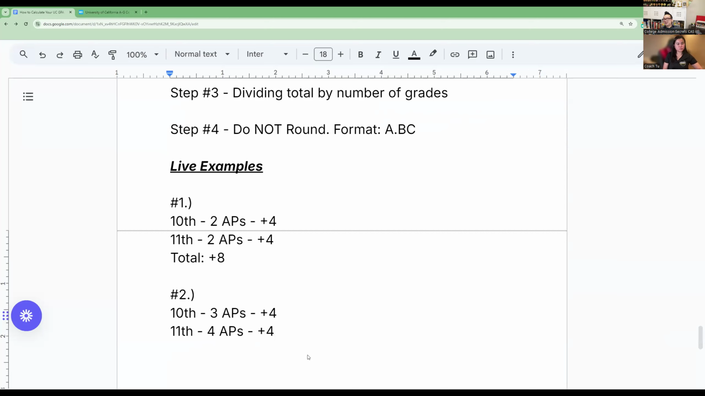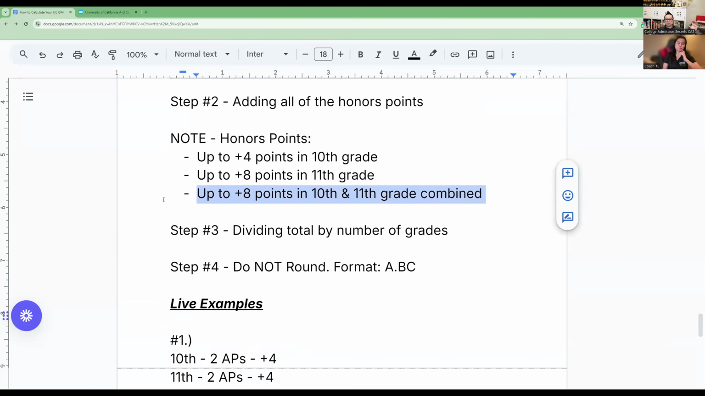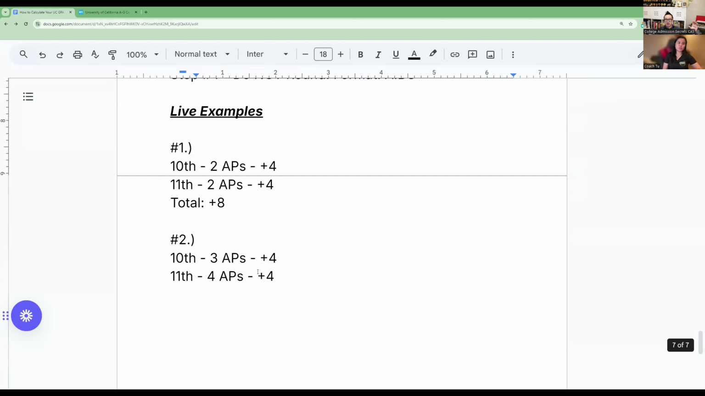4 as well, even though they took 4 APs, which pointwise should be +8 in a regular weighted GPA. It's capping out at 4 because we already have the third rule, which is 10th and 11th added together. You can only max out at 8 honor points.